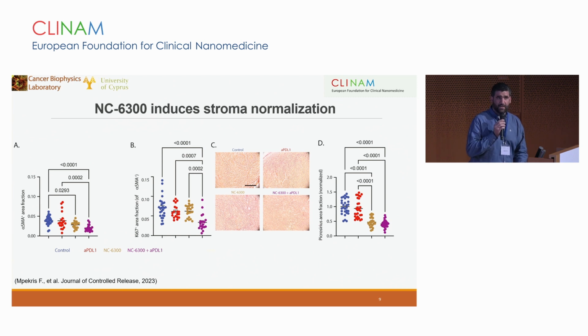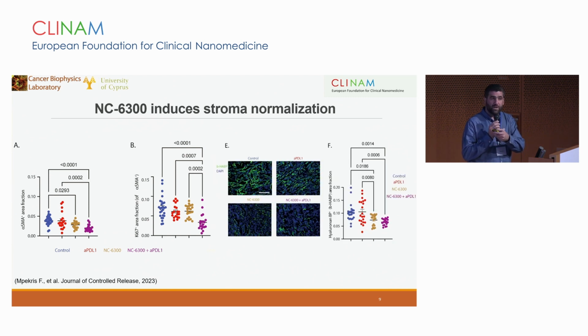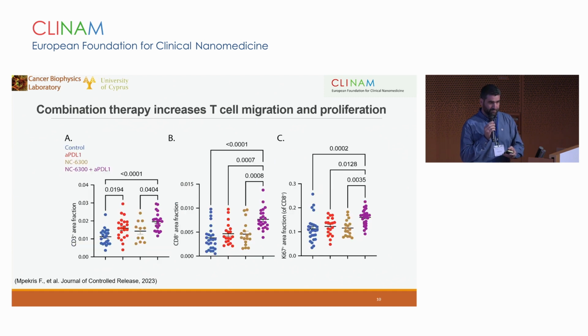Thus, as the next step, we investigated if the decrease of the cancer-associated fibroblasts is associated with decreased levels, first of all, of collagen, and then of hyaluronan. In both cases, the micelles and the combination decrease the levels of these components of the extracellular matrix.